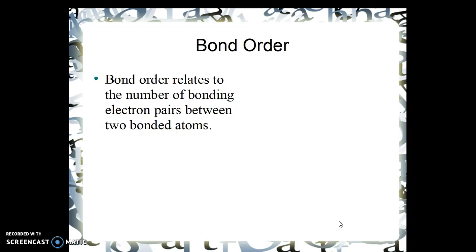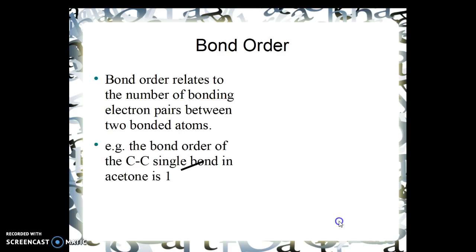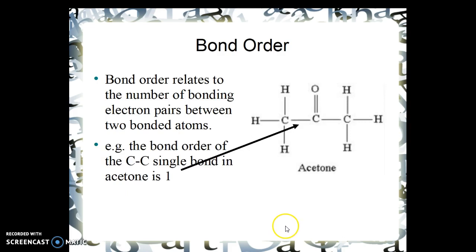Bond order. Bond order relates to the number of bonding electron pairs between two bonded atoms. And we're going to show you the shortcut way of doing bond order first, and then the formal way. For instance, the bond order of the carbon-carbon single bond in acetone here, or in this carbon-to-carbon single bond, is 1. There's only one bonding electron pair between these two nuclei.